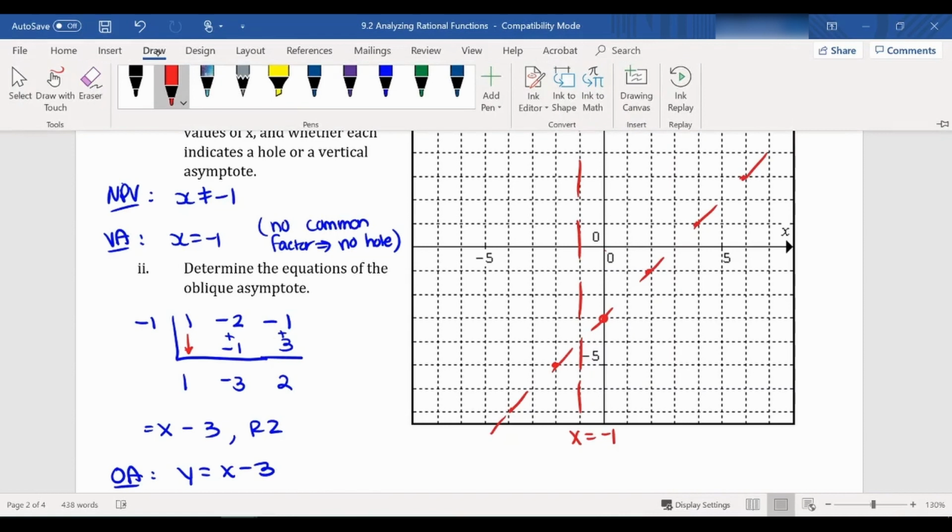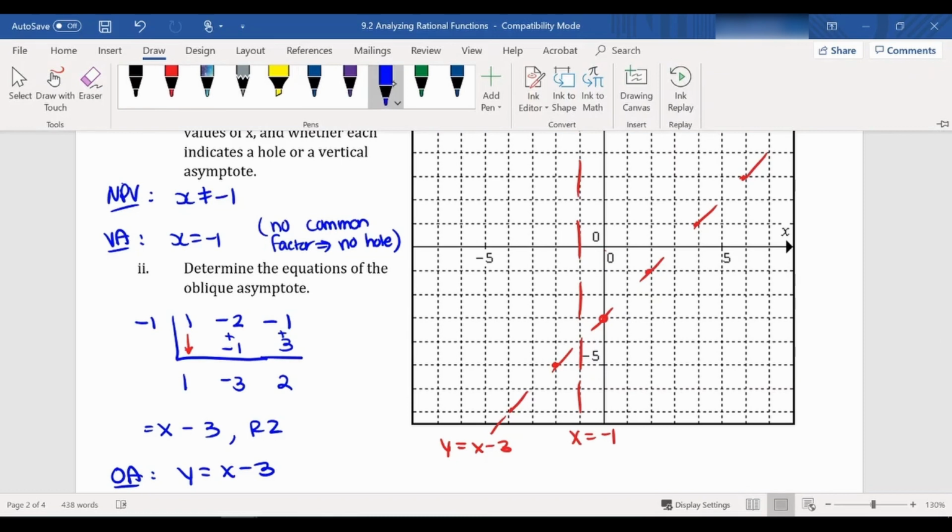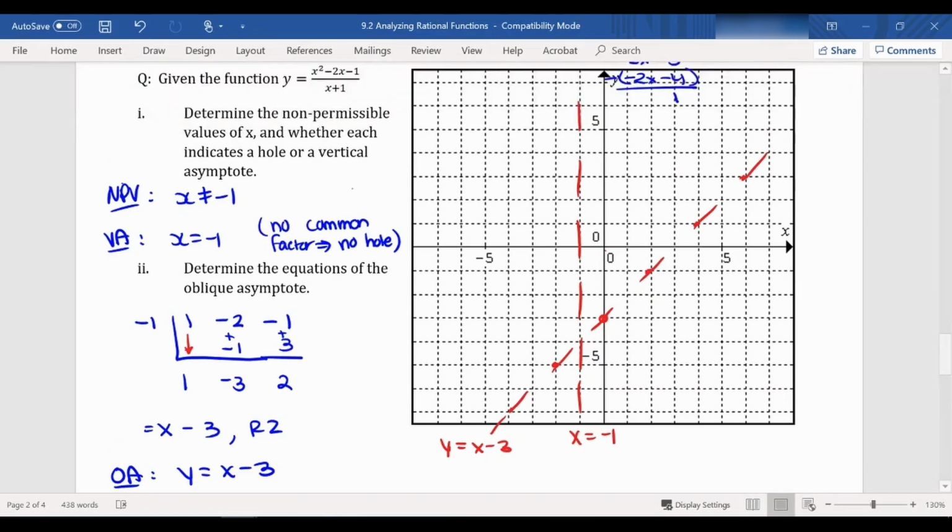Again, in order to actually graph this, we would need to pick some x values and plug them in. I like to plug in 0 if I can. If I do 0, I get a y value of -1. I'm going to pick x is 1. I get 1 minus 2 minus 1, which gives me -2 over 2. This also gives me -1. Again, I know that this has to head off towards my asymptotes. Put that in. If I pick -2, I get 4 plus 4 minus 1, that gives me 7 over -1, -7 here.